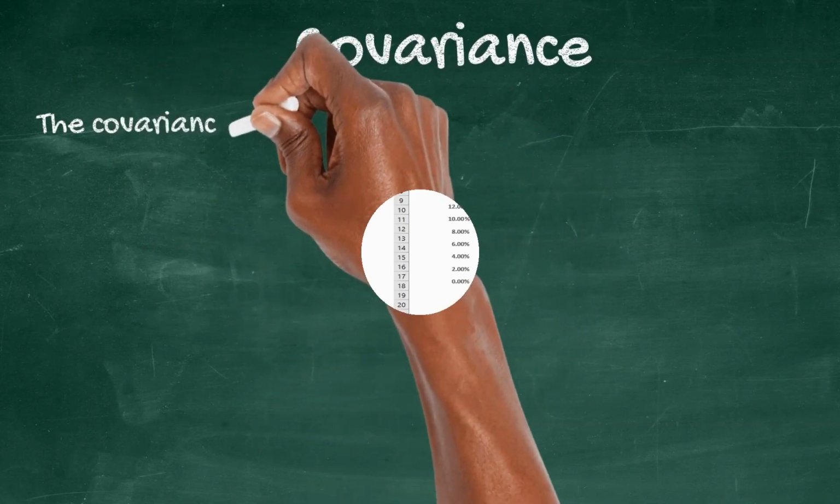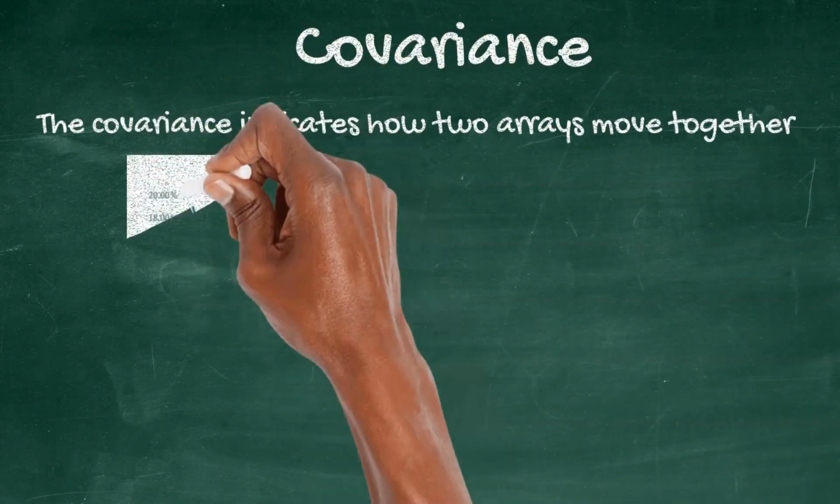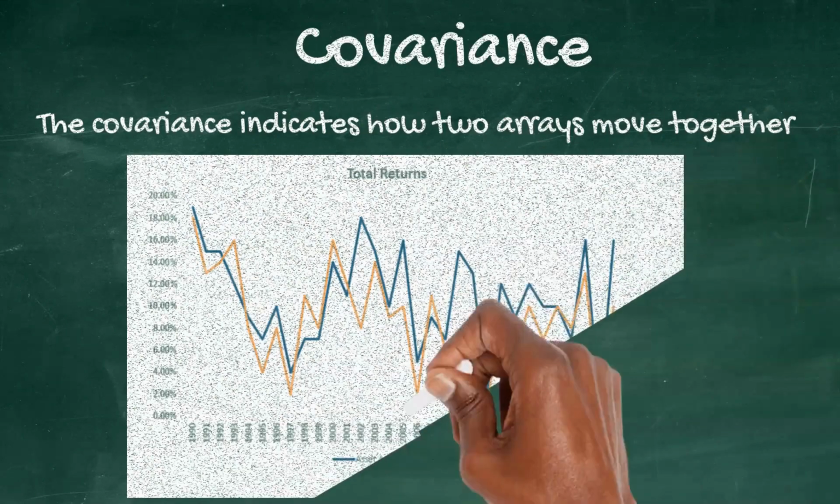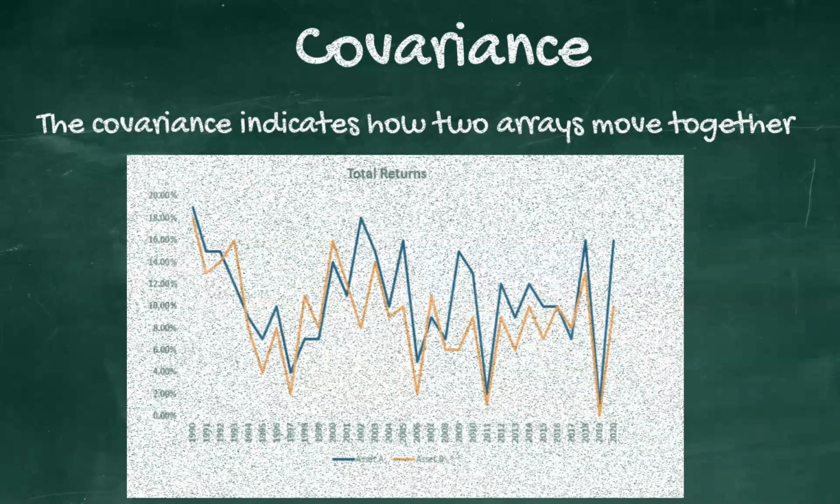Let's talk about covariance. The covariance indicates how two arrays move together. Here in our diagram we can check the returns on two different assets over time from 1990 to 2020. There are years where the covariance is positive and the returns on the two assets move together. There are other years where the covariance is negative and the good returns on the one asset are associated with the poor returns on the other. And of course, the covariance can be zero if the returns are not related.